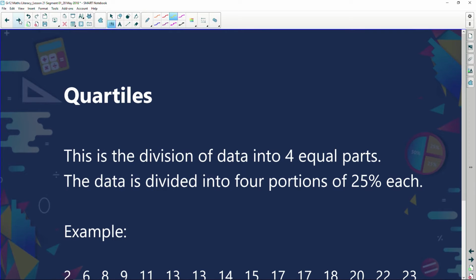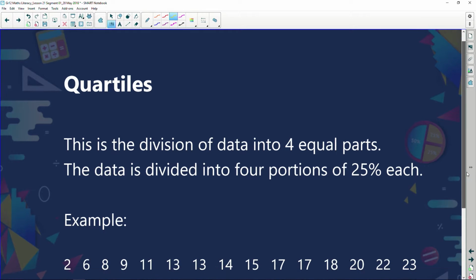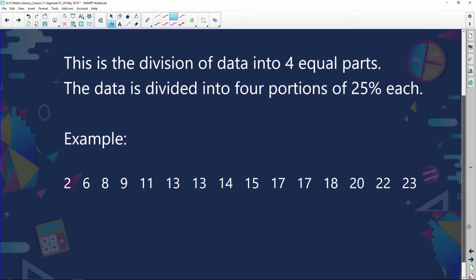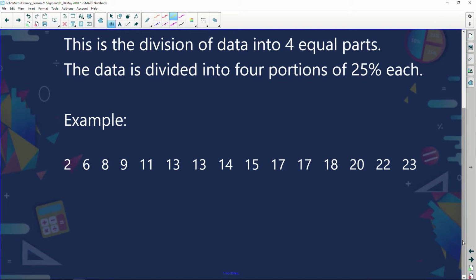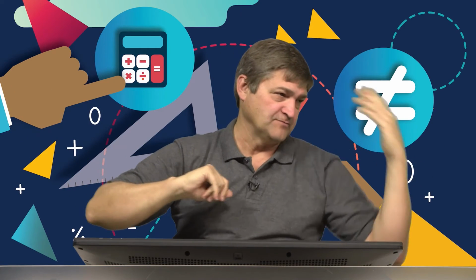Now, let's have a look at this new exciting topic known as quartiles. Quartiles is the division of data into 4 equal parts. The data is divided into 4 portions of 25% each. Let me explain in simplistic terms what we're actually doing. We're taking all our data and arranging it from the lowest to the highest, and we're going to break it up into 4 sections.